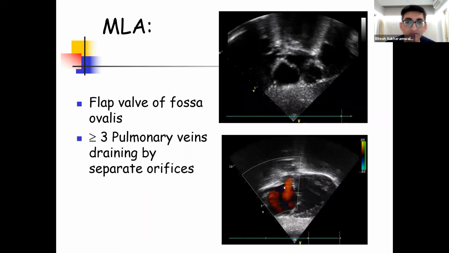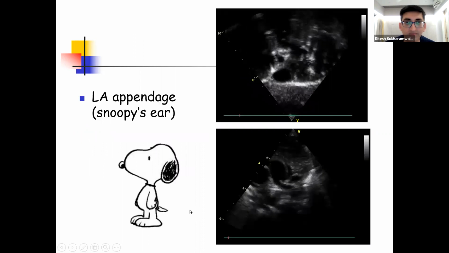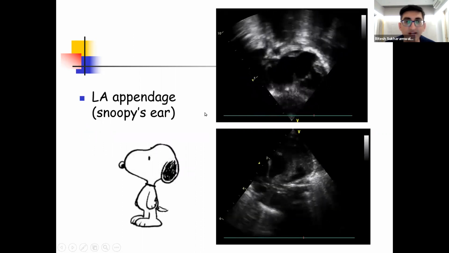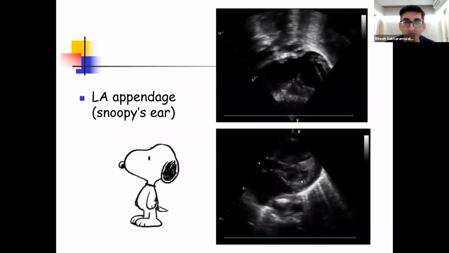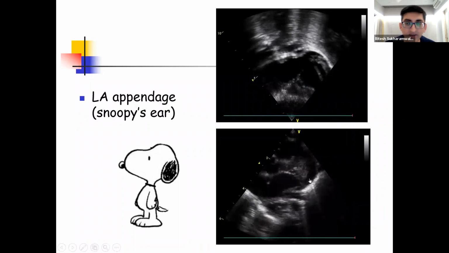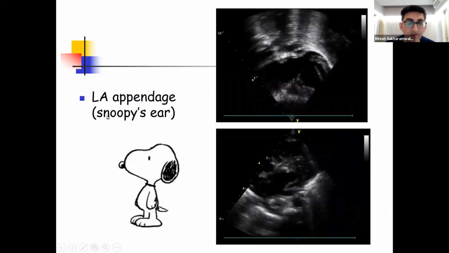And of course, the pulmonary veins. When three or more pulmonary veins are draining into a particular chamber, that chamber is defined as the left atrium. Now coming to the left atrial appendage, what we can see over here is the Snoopy's ear type of left atrial appendage. What we can see over here, the base is narrower than the body. This is the left atrial appendage. When you have a broader base, it is a right atrial appendage.